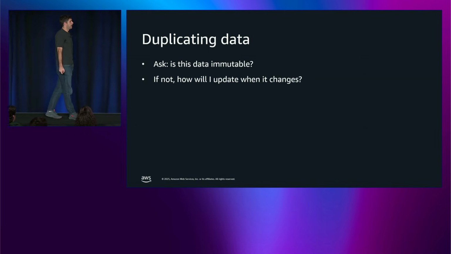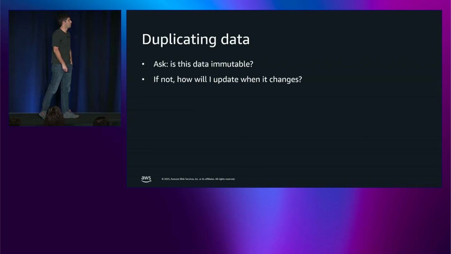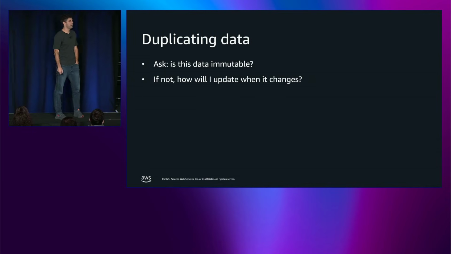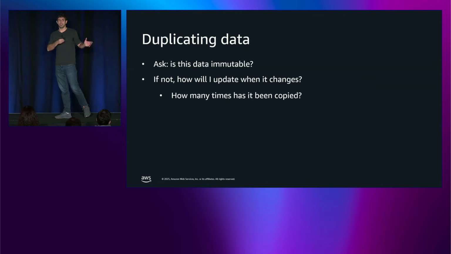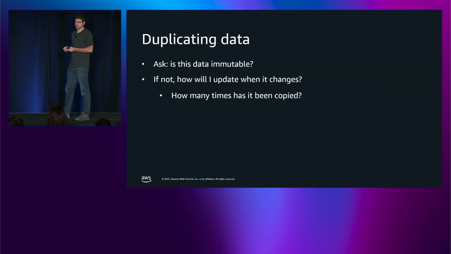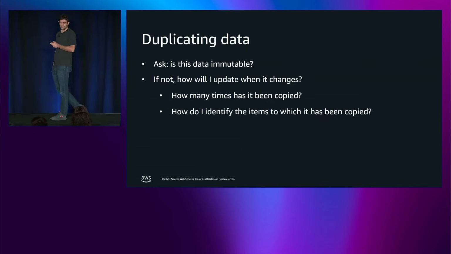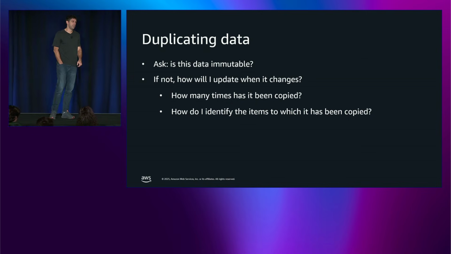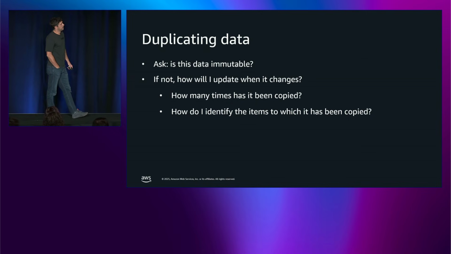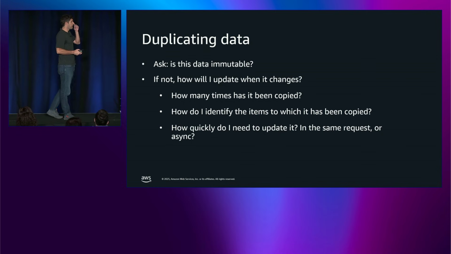But sometimes you'll be duplicating mutable data, right? So if I have mutable data, how am I going to update my data when it changes? First of all, how many times has it been copied? Has it been copied 5 times or 1,000 times? And how will I identify the items to which it's been copied, where I need to go update all these different records for this data that's changed? And probably the hardest question, how quickly do I need to update it?